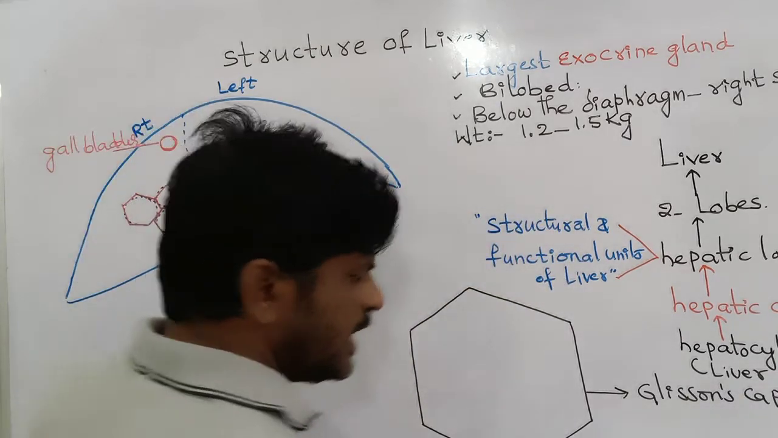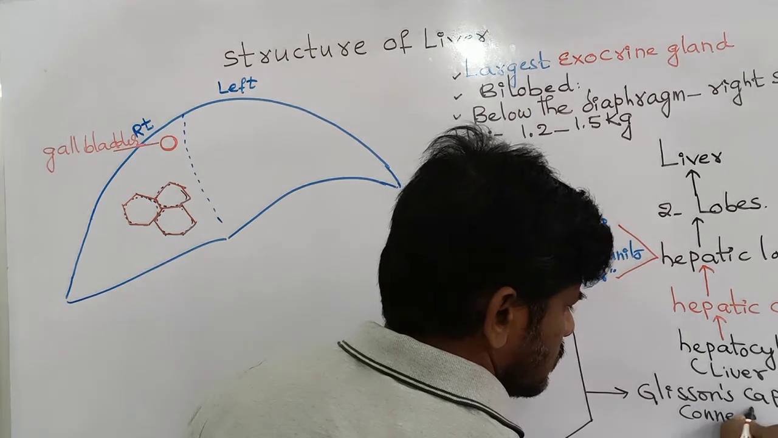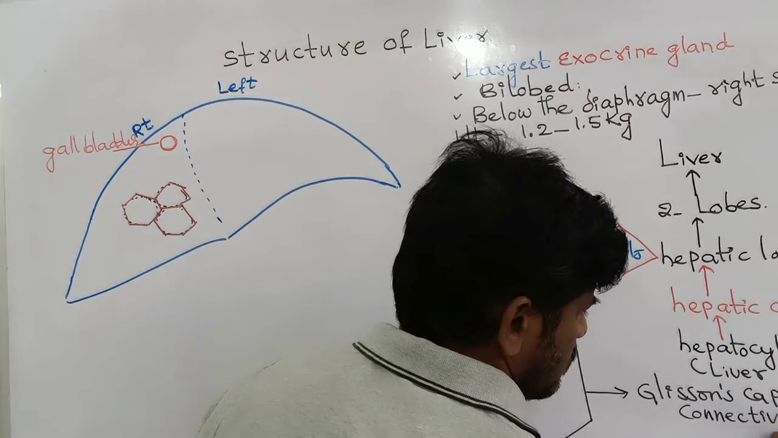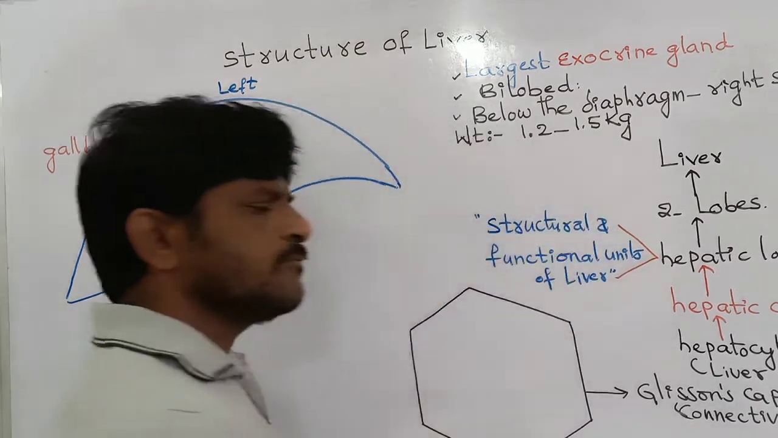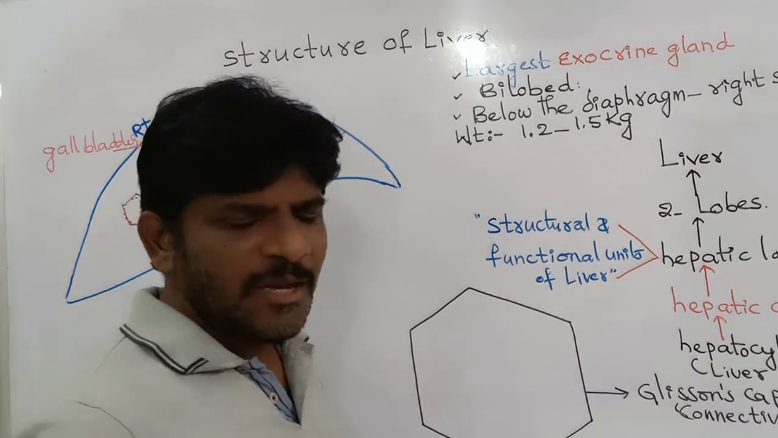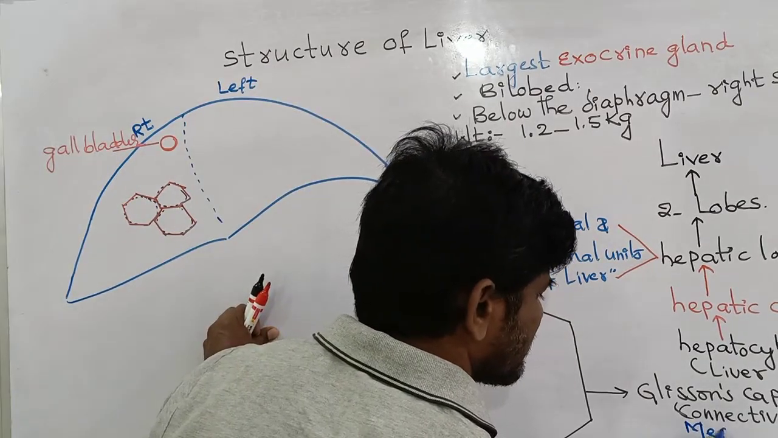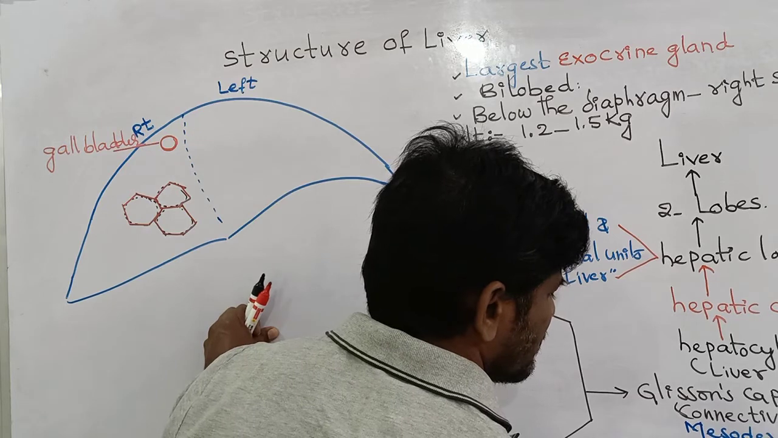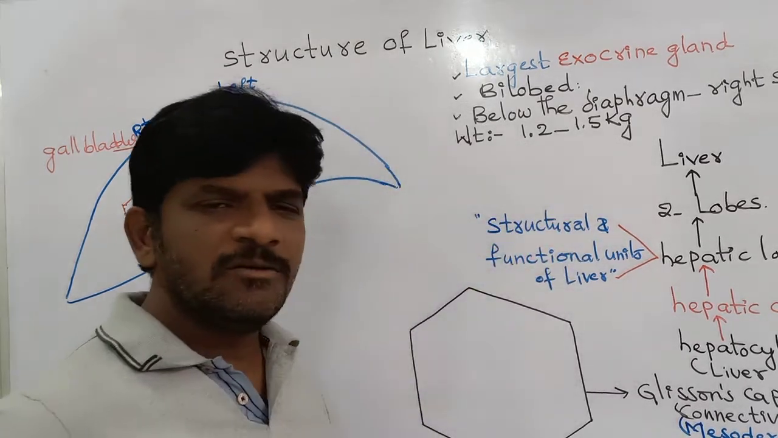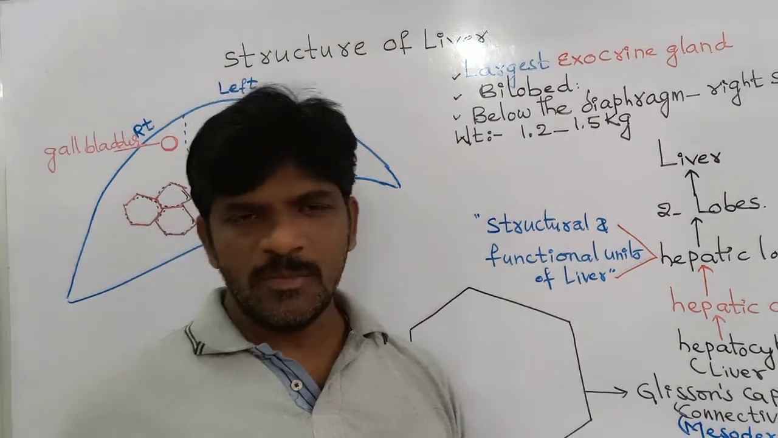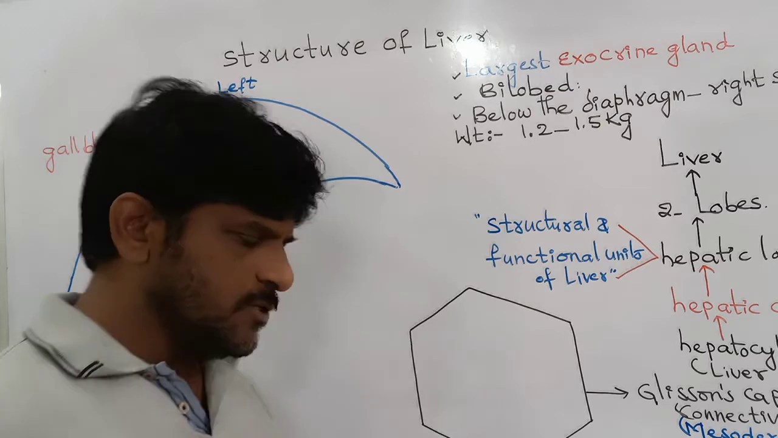It is a connective tissue. Glisson's capsule is a connective tissue sheath. Therefore, obviously, Glisson's capsule is mesodermal in origin. As it is a connective tissue, definitely it is mesodermal in origin. And this is one hepatic lobule inside the Glisson's capsule.